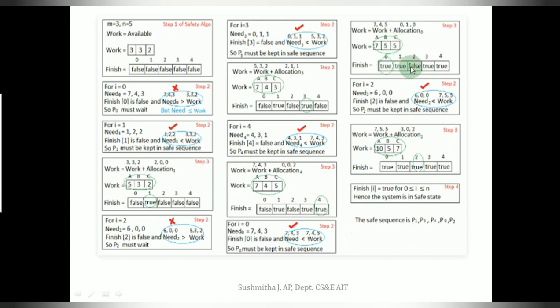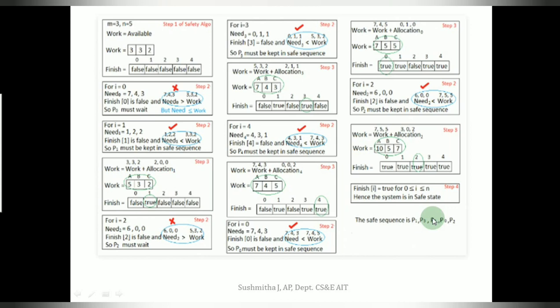Now you can see all the processes are true except P2. Next I will check, can I satisfy P2 now? Yes, I can, because the need of P2 is less than the available or work. Now the allocation is 10, 5, 7, which is the actual number of instances that we started with. Now we can see all the finish flags are true. Hence, following this sequence leaves us in the safe state.